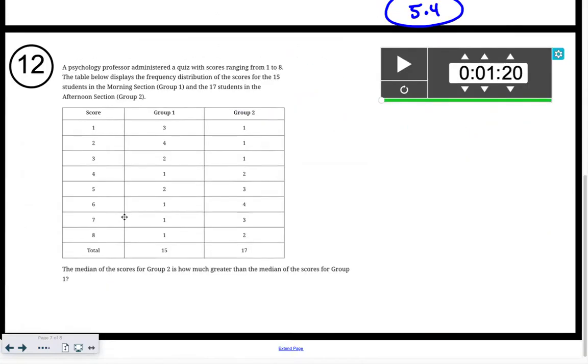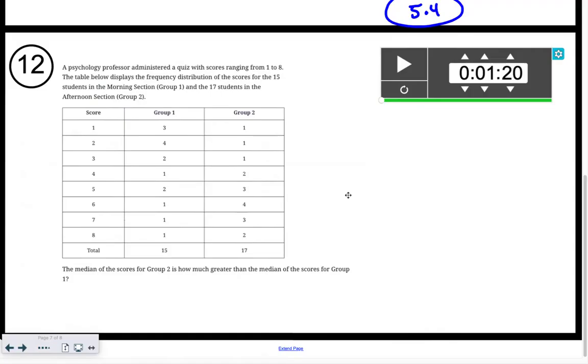All right. And finally, we have two groups and a frequency distribution for the students. Oh, 15 in group one, 17 in group two. Okay, got it. So the median score in group two. All right, so here's how we're going to do this.